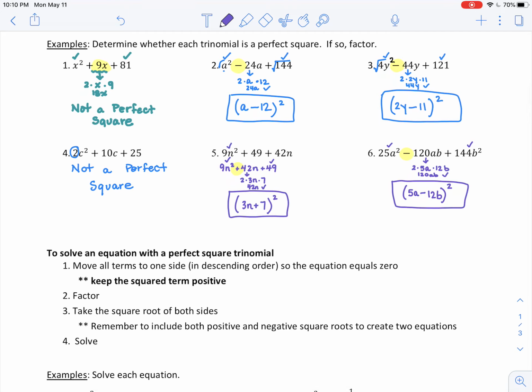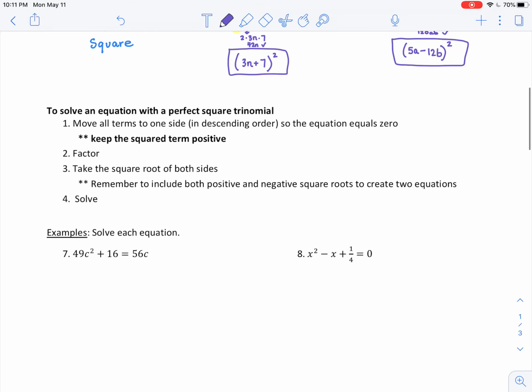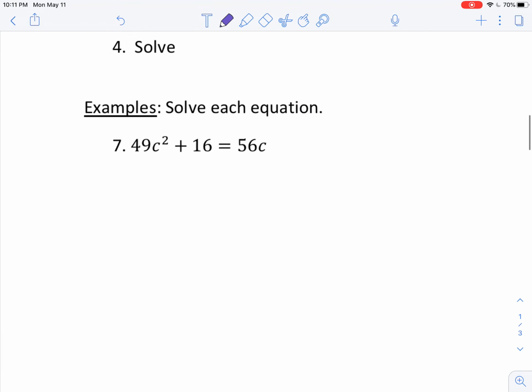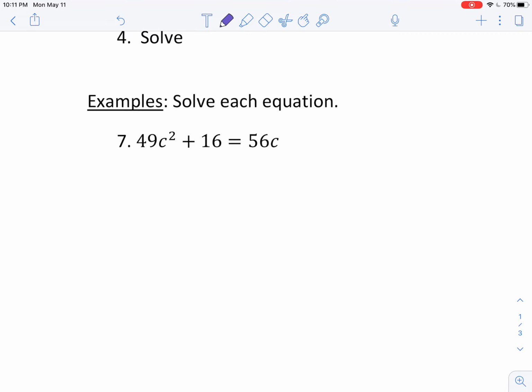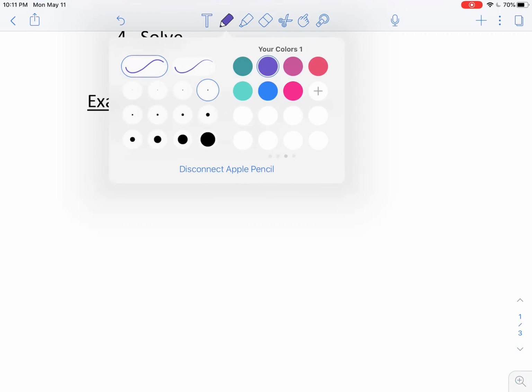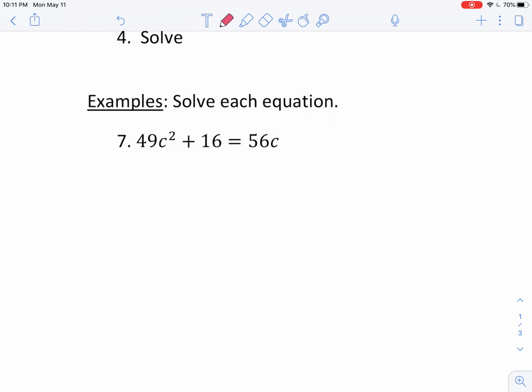Okay, when we solve equations that have perfect square trinomials, we're going to start by following the same steps as we've been doing when we've been factoring and solving equations. So far we have learned to move all of our terms to one side in descending order, keep the squared term positive, factor, but then from there things are going to change a little bit. So let's take a look at an example of a solving question with a perfect square trinomial.